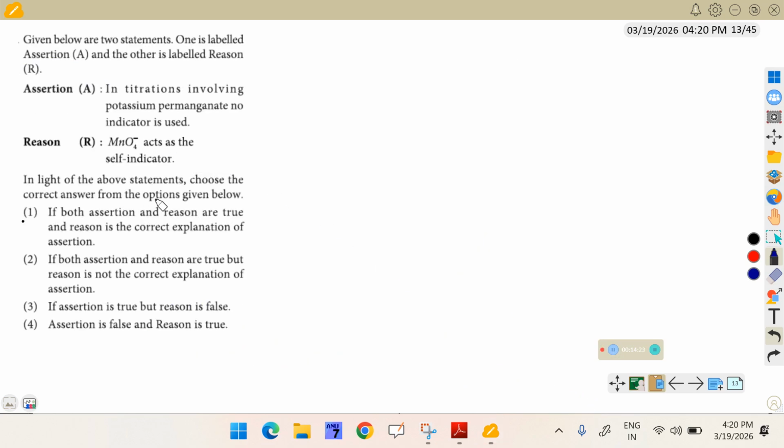Assertion reason model question. In titration involving potassium permanganate, no indicator is used. Correct. Because MnO4 minus acts as, that means KMnO4 acts as a self indicator. Correct. A is true, R is true, R is the correct explanation for A.